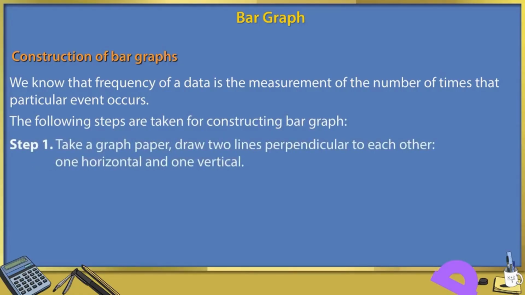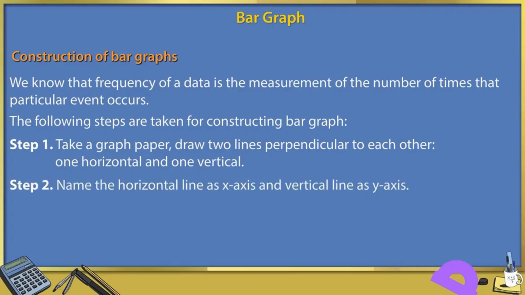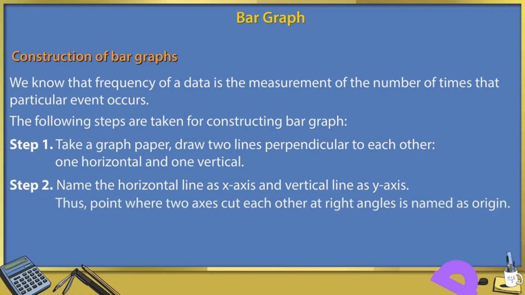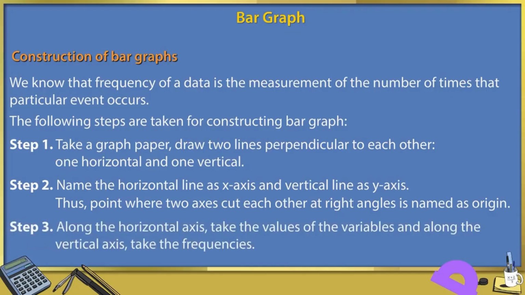Step 1. Take a graph paper. Draw two lines perpendicular to each other, one horizontal and one vertical. Step 2. Name the horizontal line as x-axis and the vertical line as y-axis. Thus, the point where the two axes cut each other at right angles is named as origin. Step 3. Along the horizontal axis, take the values of the variables and along the vertical axis, take the frequencies.